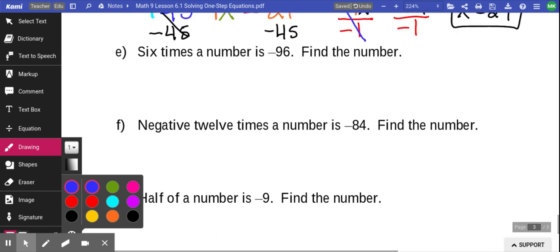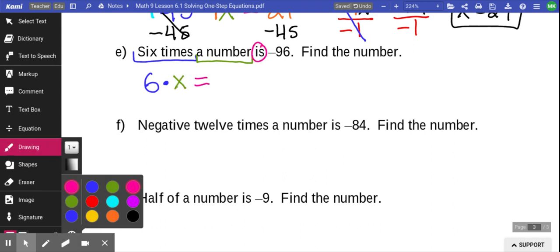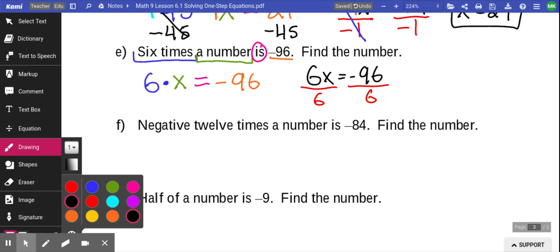If you look at E, I'm going to build it as I read it. 6 times, so that means 6 times a number. I don't know what the number is, so I put x. Is means equals negative 96. I have 6x equals negative 96. The way I would get rid of that 6 is by dividing both sides by 6. Negative 96 divided by 6. Throw it in your calculator, and you get x equals negative 16.